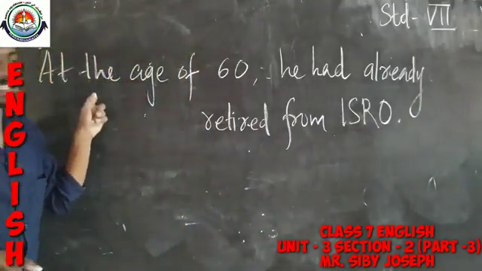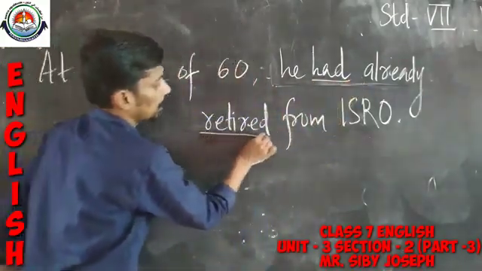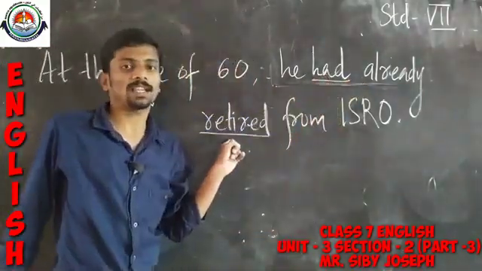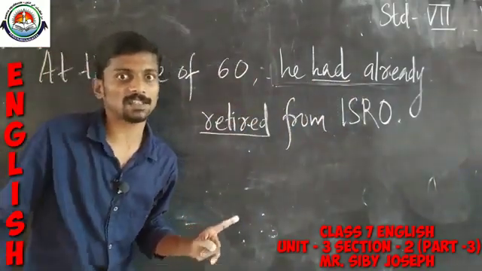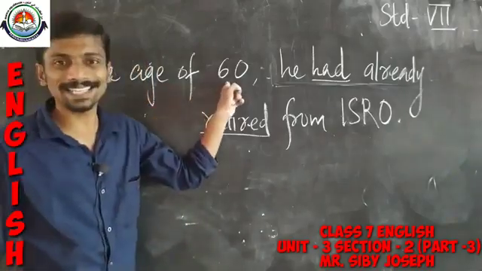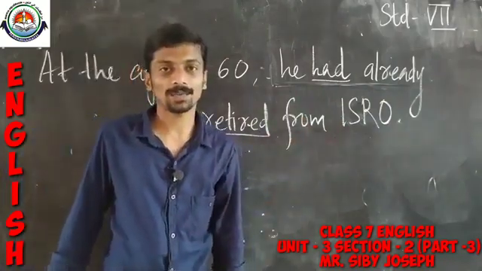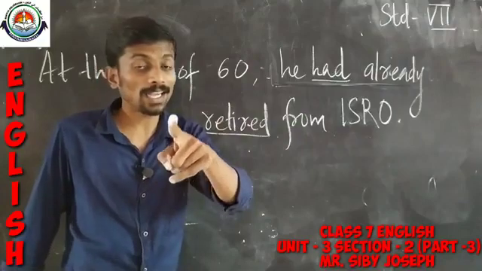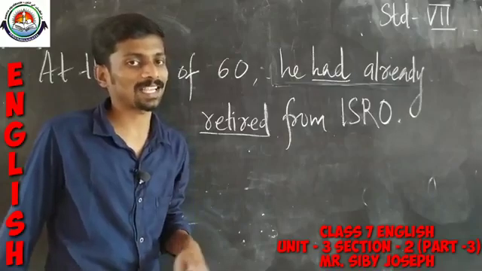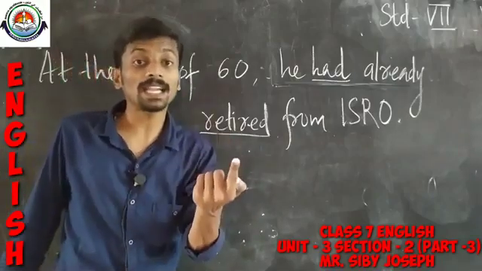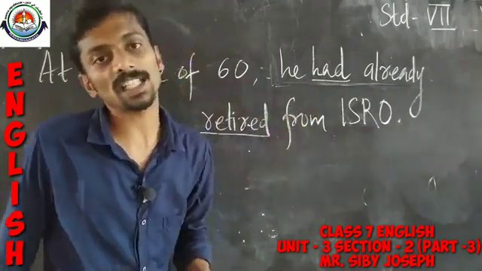My second question was, when do we use past perfect tense? Now, look at this sentence. Here we can find past perfect tense. Had retired, had plus V3. So, this is an example of past perfect tense. When do we use it? At the age of 60, he had already retired from ISRO. Now, tell me, if you are intelligent, you can easily tell when we use past perfect. Yes, when we want to speak about a certain point of time, we have to use past perfect.